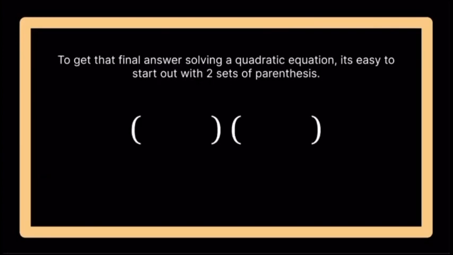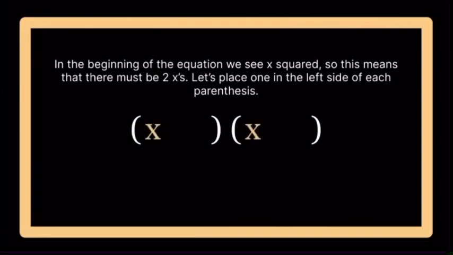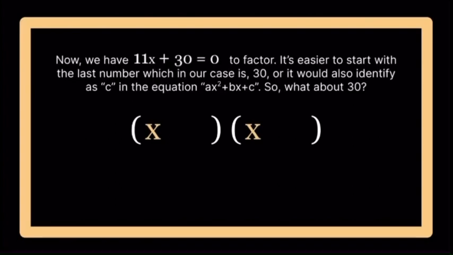To get that final answer solving a quadratic equation, it's easy to start out with 2 sets of parentheses. In the beginning of each equation, we see x squared, so this means that there must be 2 x's. Let's place one on the left side of each parenthesis. Now we have x squared plus 11x plus 30 equals 0 to factor.